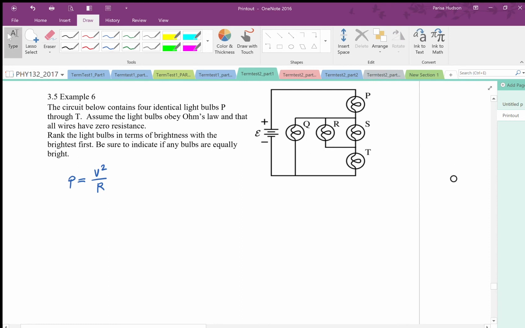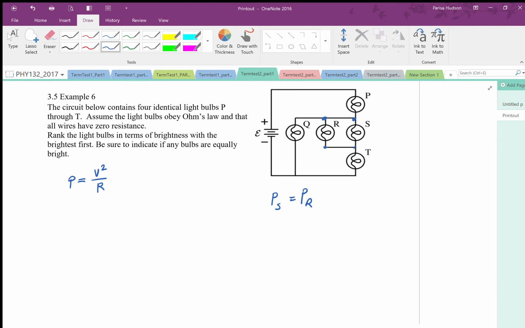Because light bulbs S and R are in parallel, they have the same voltage. They have the same resistance. Therefore, according to the power dissipated equation, the power dissipated in both is the same. So I can say PS is equal to PR. That means that the brightness of R is the same as the brightness of S.